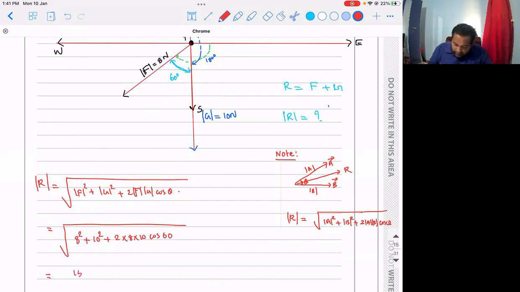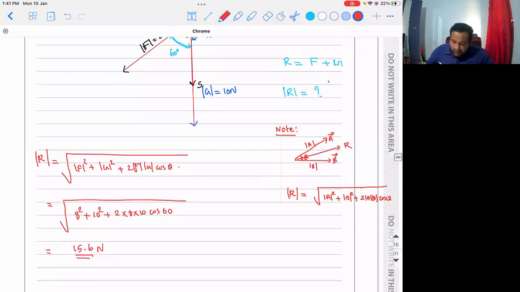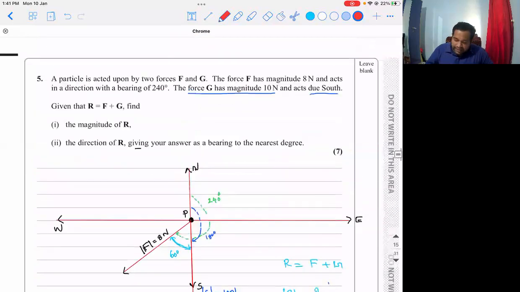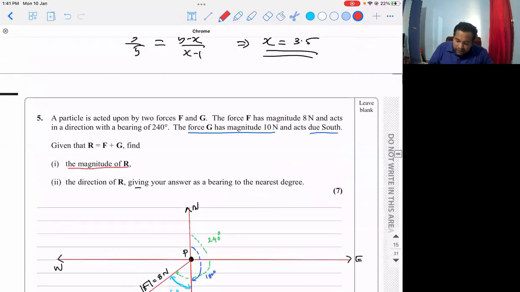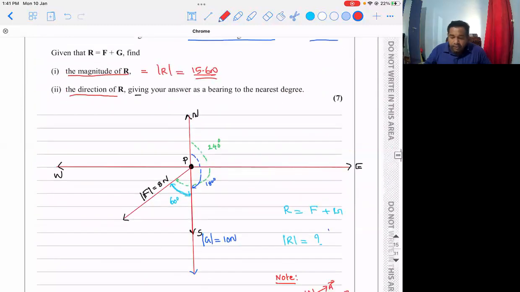So we will get 15.6 Newton. If you are rounding to 3 significant figures, the modulus of R is 15.6 Newton. So that is the answer of magnitude. Magnitude means it is nothing but modulus of R. So that is 15.6 Newton. Now what they are asking is the direction. So where is this resultant acting?